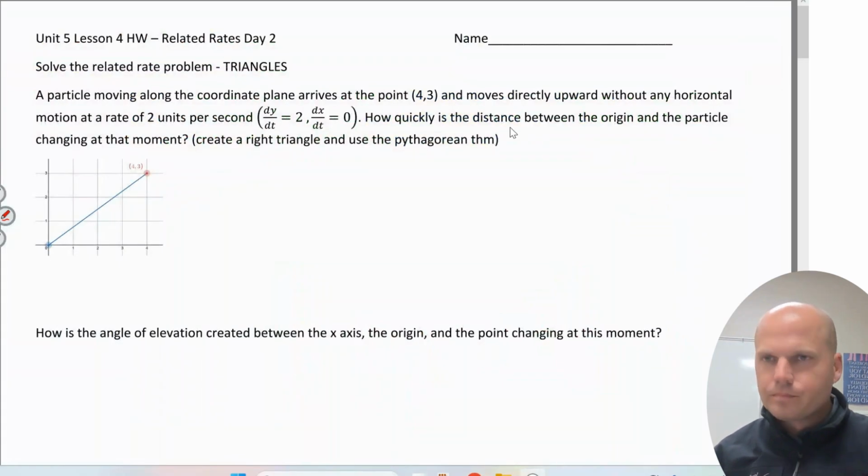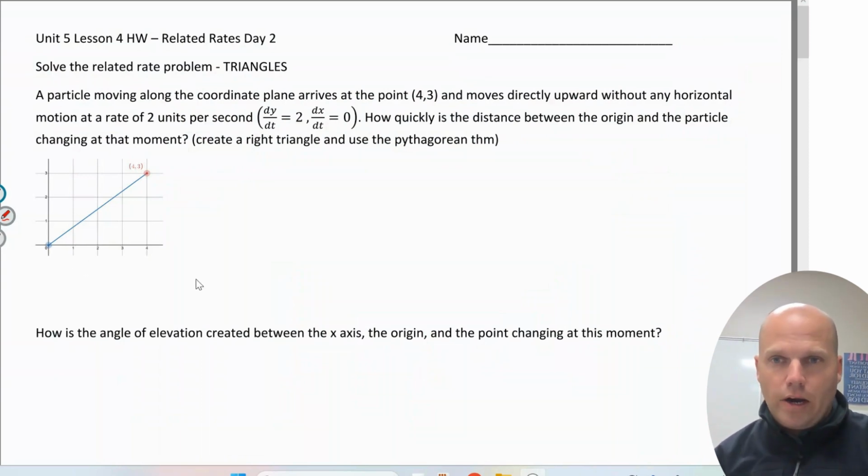What up, Calculus students? We have the last lesson of the first semester of the year, where we're still doing related rates problems, but we have triangles and angles.